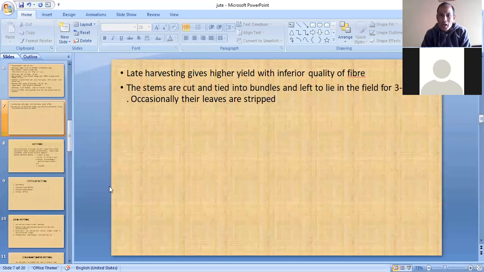Late harvesting gives higher yield but inferior qualities of fibers. The stems are cut and tied into bundles and left to lie in the field for retting, and occasionally their leaves are stripped.